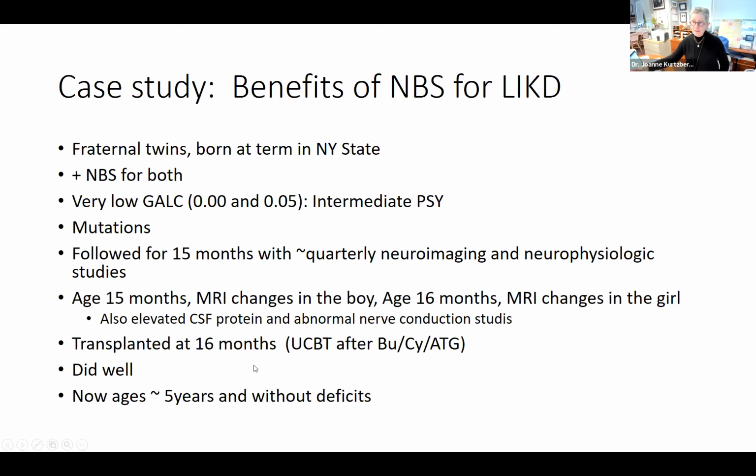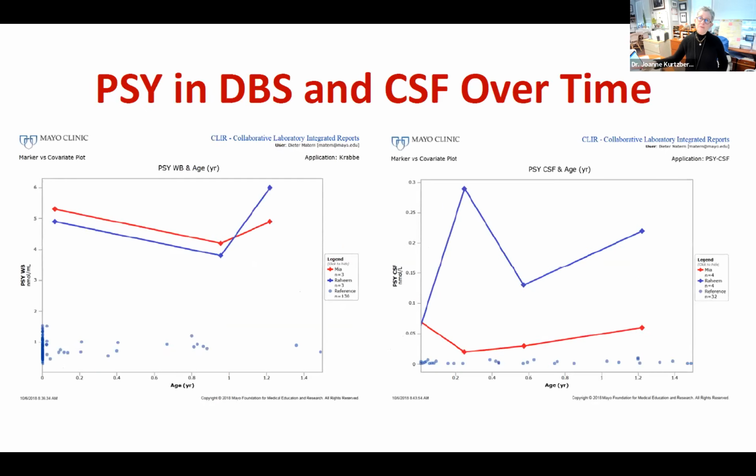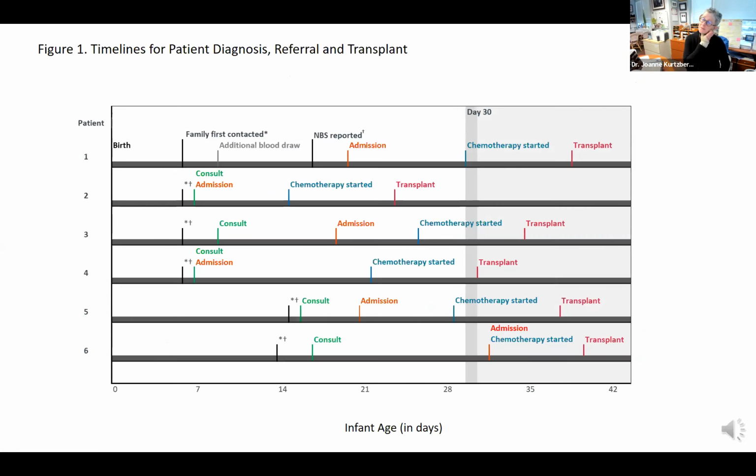They were both transplanted at Duke at 16 months of age with the usual prep and supportive care. They've done well. They're now 5 years of age, going to kindergarten, and in fact have no deficits and have been evaluated by the local school authorities as not needing any kind of intervention. Dieter and Joe and I followed these kids carefully with psychosines, both in the CSF and the blood over time. And you can see their levels here. They remained intermediate, but we were using this as a barometer to try to figure out when they developed active disease.